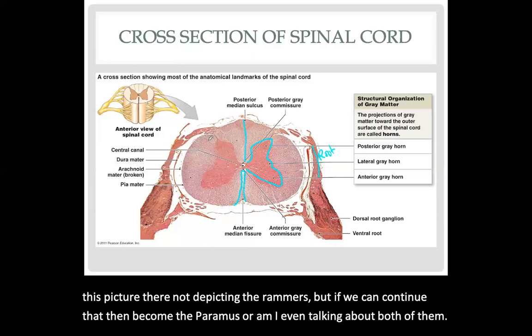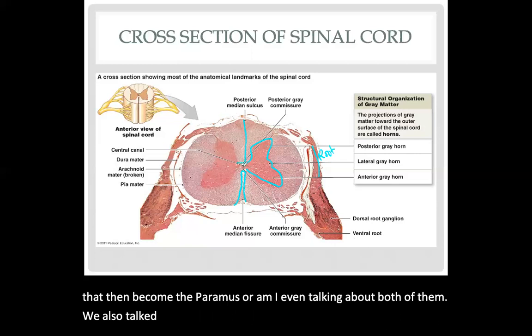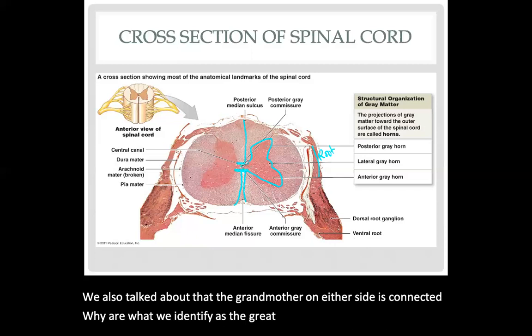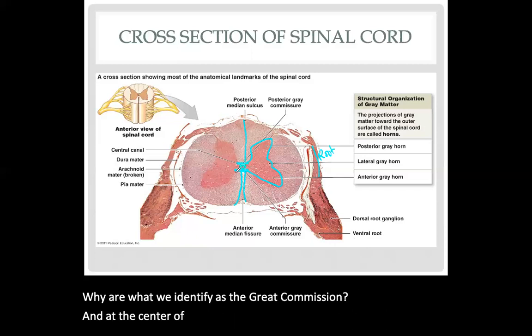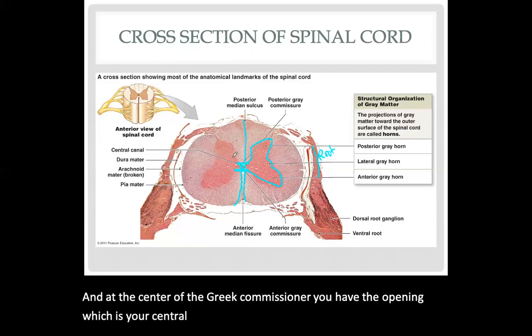We also talked about that the gray matter on either side is connected via what we identify as the gray commissure, and at the center of the gray commissure you have the opening, which is your central canal, where your cerebrospinal fluid passes through.